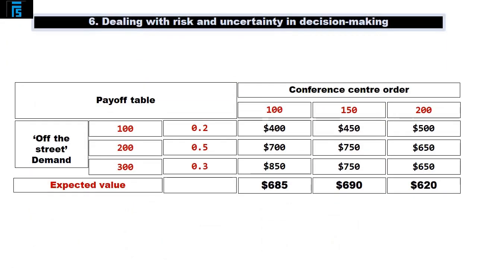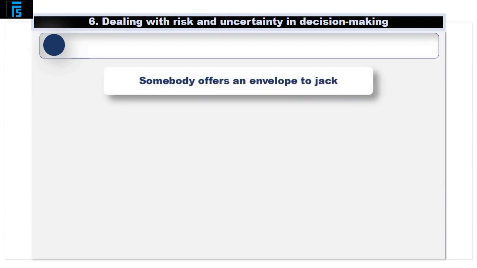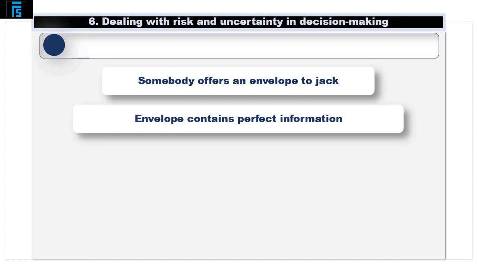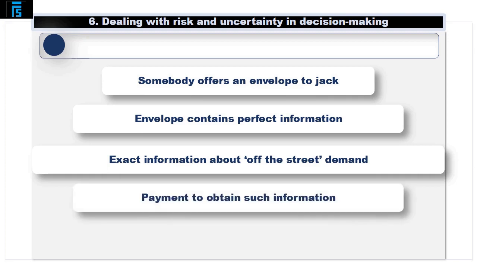Imagine Jack is poised to make his decision, let's say based on expected values, the risk-neutral choice. He's about to agree to supply the conference centre with 150 sandwiches regularly with an expected value of $690. The phone rings. A disguised voice says, "Meet me in the car park in 10 minutes." Curious, Jack goes and meets a man in the shadows clutching an envelope. The man says, "In this envelope is some perfect information. It will tell you exactly, with no doubt, what off-the-street demand will be. However, you'll have to pay me to obtain this information."